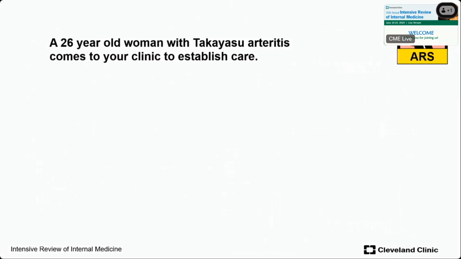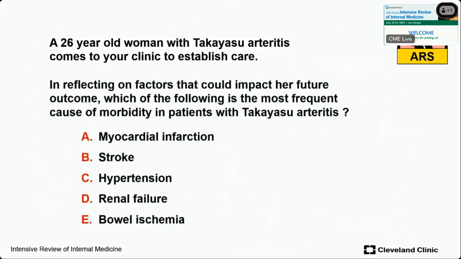So let's go on to another case. This is a 26-year-old woman with Takayasu arteritis who comes to your clinic to establish care. In reflecting on factors that could impact her future outcome, which of the following is the most frequent cause of morbidity in patients with Takayasu arteritis? Is it A, myocardial infarction, B, stroke, C, hypertension, D, renal failure, or E, bowel ischemia?